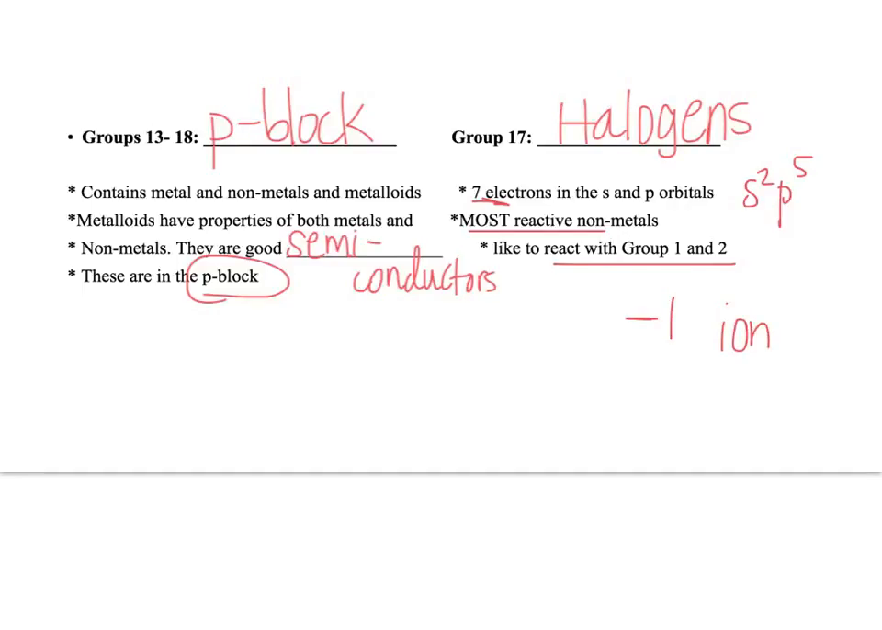Within the p block, we have metals, nonmetals, and metalloids. Remember, the metalloids have properties of both metals and nonmetals, and they tend to be very good semiconductors because they'll conduct electric current somewhat, but not so much that it fries a circuit board. And I believe this was a mistake in your notes, so make sure you make note that they are in the p block, and I think your notes say d block.